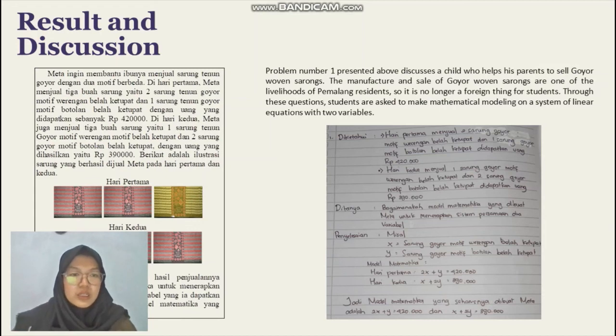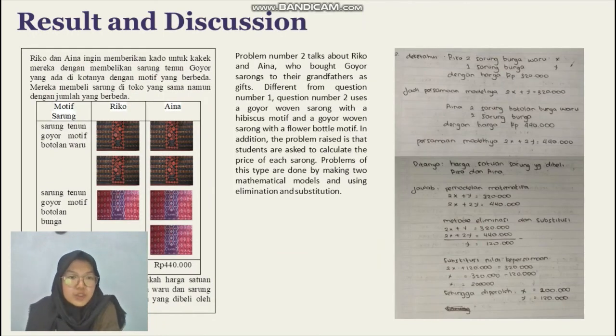And these are the questions, starting with number 1. Problem number 1 discusses a child who helps his parents sell goyor woven sarung. The manufacture and sale of goyor woven sarung are one of the livelihoods of Pemalang residents, so it is familiar knowledge for students. Through this question, students are asked to make mathematical modeling of a system of linear equations with two variables. And this is problem number 2.